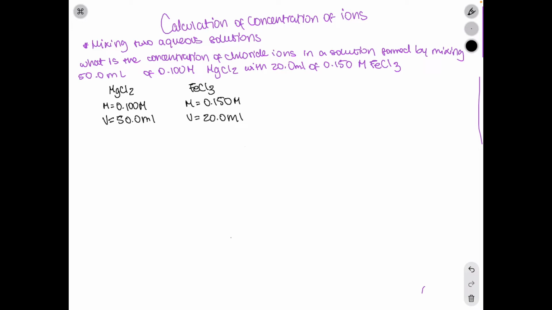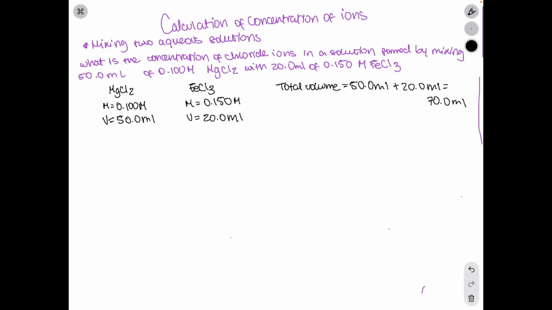So since we're adding two aqueous solutions, the volume is gonna change. In order for us to calculate our total volume, of course it's adding both volumes up. So it will be 50.0 ml plus 20.0 ml, and that's gonna be 70.0 ml.